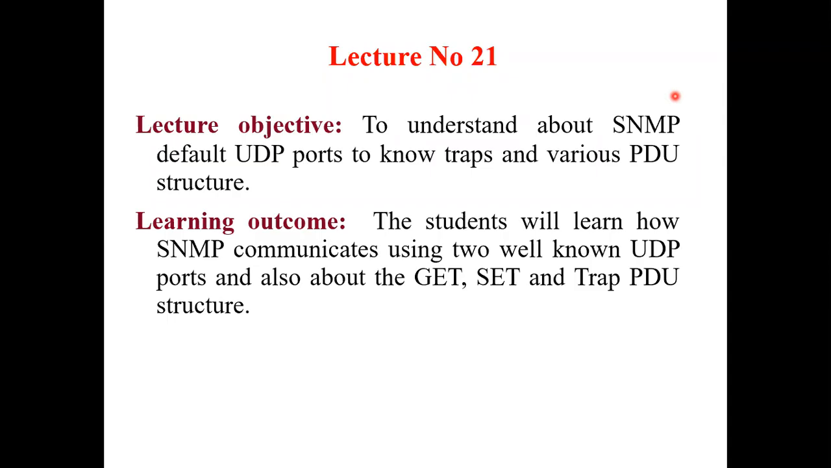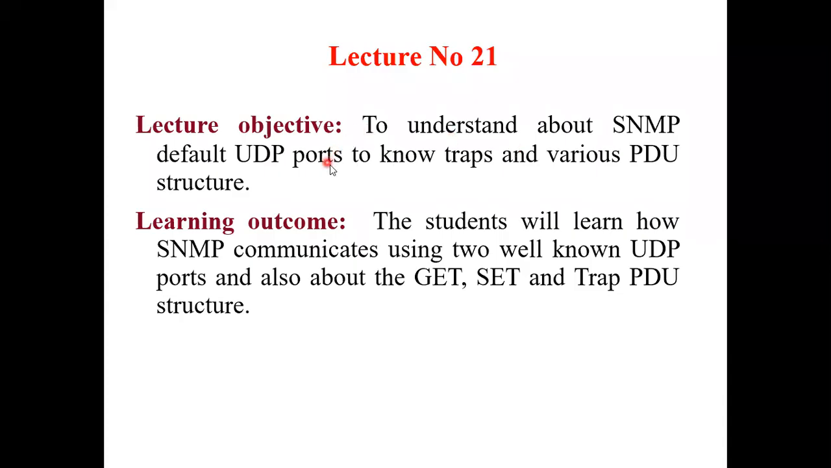The objective of today's lecture is to understand the SNMP default UDP ports. I had mentioned while explaining the SNMP architecture that when the agent and the manager communicate with each other, whenever it is an SNMP communication, SNMP uses UDP in the transport layer. UDP is the protocol that is used. They communicate only using two ports, which are called the well-known ports for SNMP communication. That is the term we use. Any port number we cannot configure for SNMP communication.